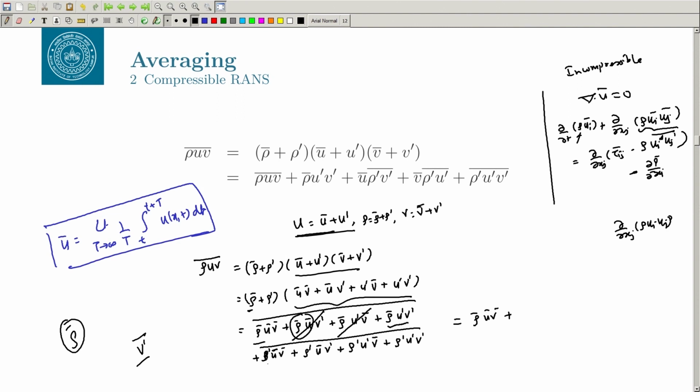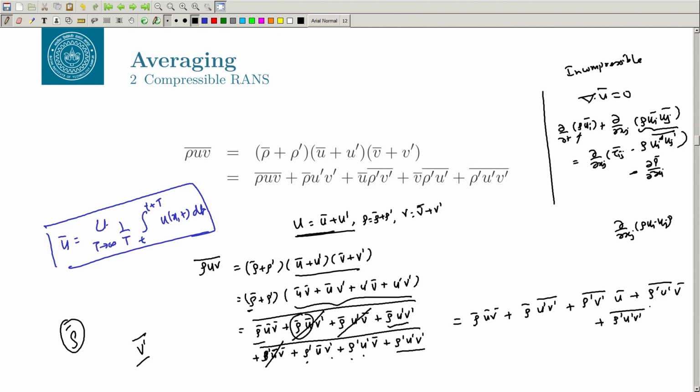Similarly, you will have this term go to 0 because this is rho prime u bar v bar. So, what are the terms that remain here? This will not go to 0 because rho prime v prime, there will be correlation between the two, rho prime u prime correlation between the two, and then you have triple correlation. So, ultimately the equation will be rho bar u bar v bar plus rho bar u prime v prime bar plus rho prime v prime bar u bar plus rho prime u prime bar v bar and plus rho prime u prime v prime bar, right.